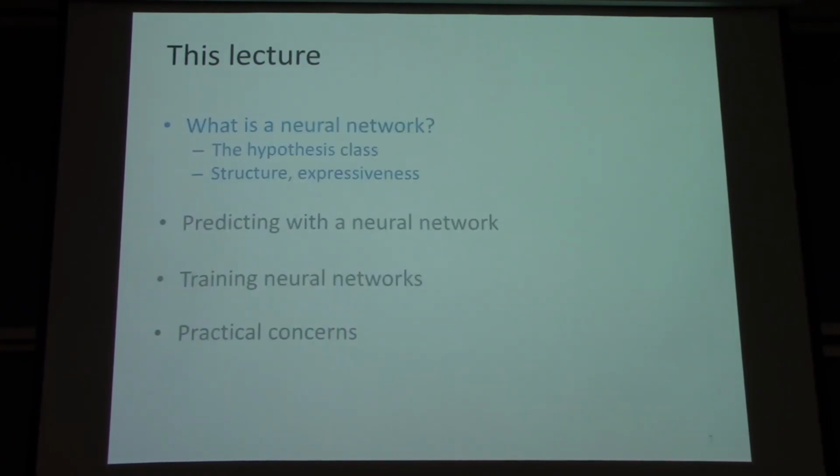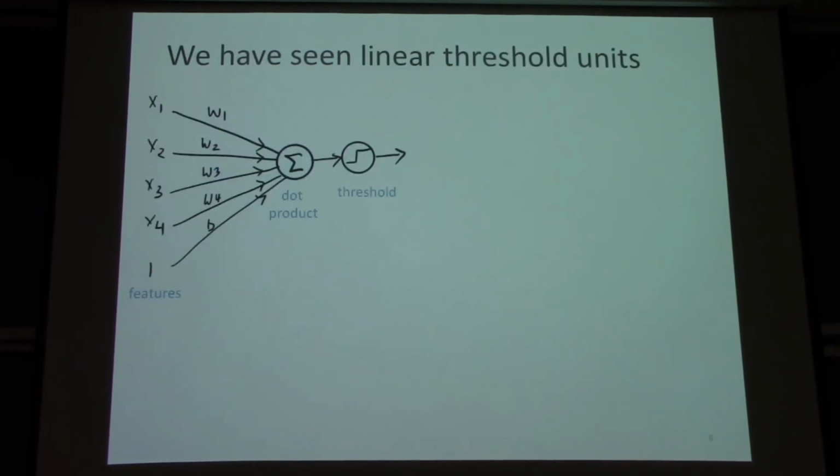So let's start with what is a neural network, and I would like to set this up from the perspective that we've looked at other classifiers in this class in terms of a hypothesis space. So we've seen linear classifiers. A linear classifier takes a set of features, the x's here, and this is a drawing of what a linear classifier does. You have x's, you have 4 features here, and a bias.